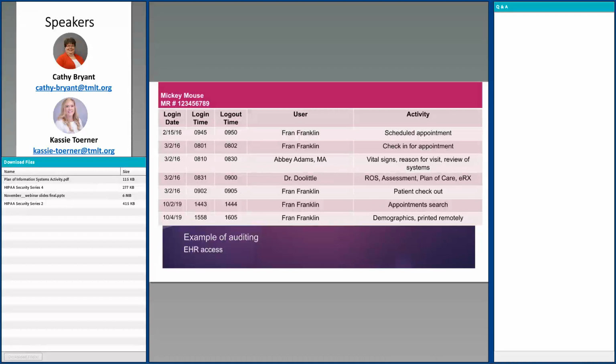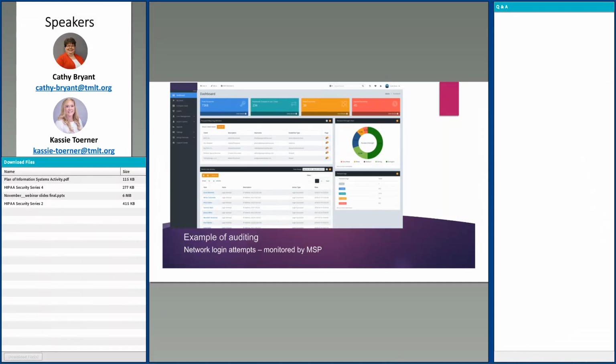But now let's say you ran a report on a very well-known patient, which is another way that you can do access audits. And you can see that several years ago, Fran Franklin made an appointment for this famous patient, Mickey Mouse, and it seemed like in 2016, everything was going along fine. But then there's a gap in time where there's no activity, and a couple of weeks ago, Fran Franklin accessed Mickey's EHR and actually printed their demographics remotely. This could signal a real problem in that, number one, Fran is no longer with the practice, so she should not have access to the EHR. And secondly, that Fran is now accessing demographic information on your famous patients could indicate a problem.